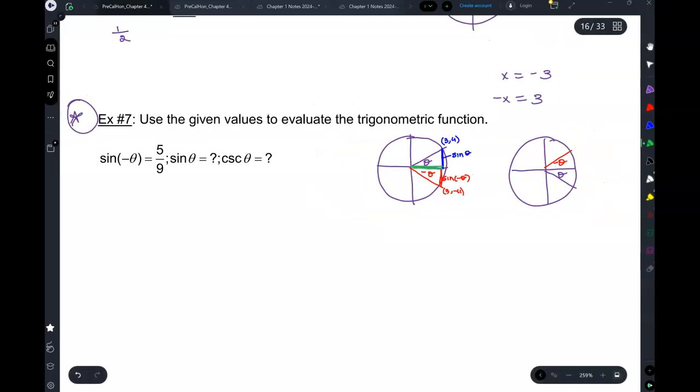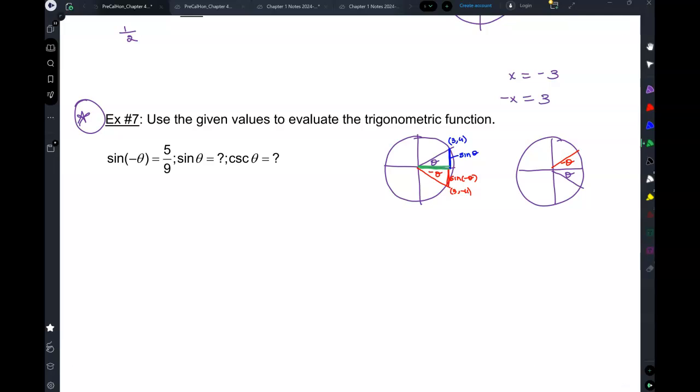So if sine of negative theta is 5/9, then what's sine of positive theta? Look at you. Okay, and then the cosecant is how much then? Fabulous.